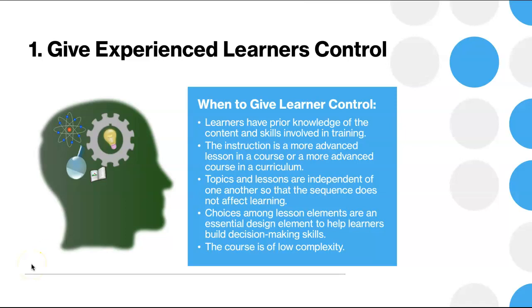First, when learners have prior knowledge of the content and skills involved in training. When the instruction is a more advanced lesson in a course or a more advanced course in a curriculum. When the topics and lessons are independent of one another so that the sequence does not affect learning. When the choices among lesson elements are an essential design element to help learners build decision-making skills. And if the course is of low complexity.